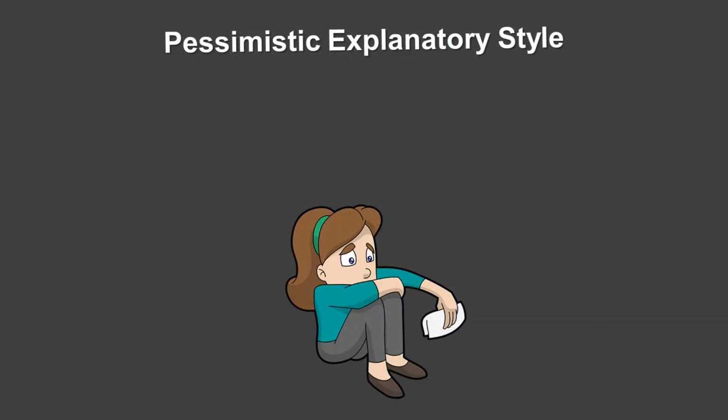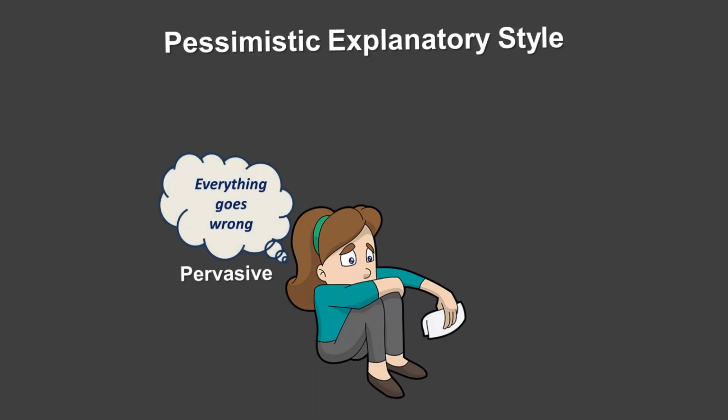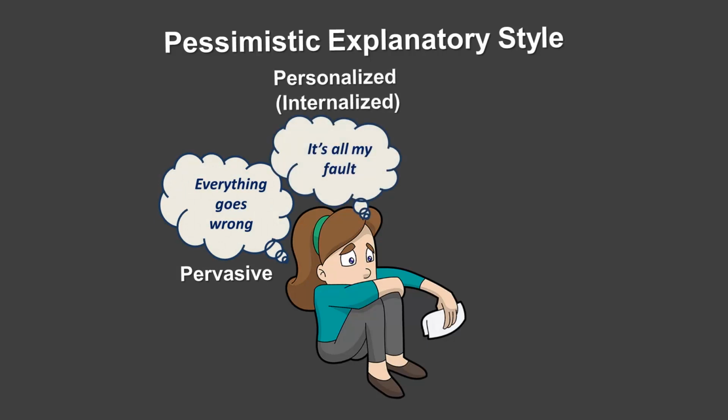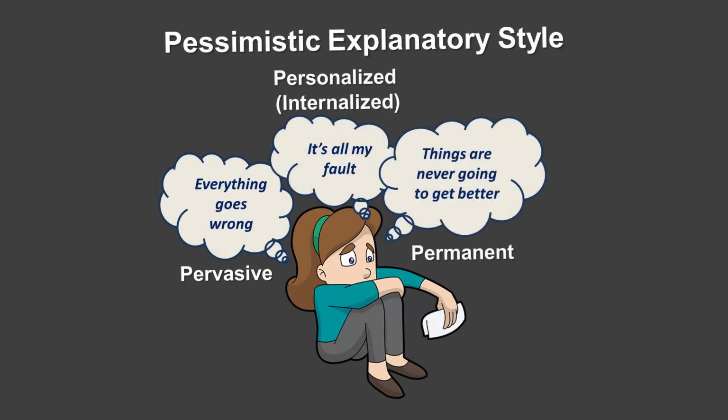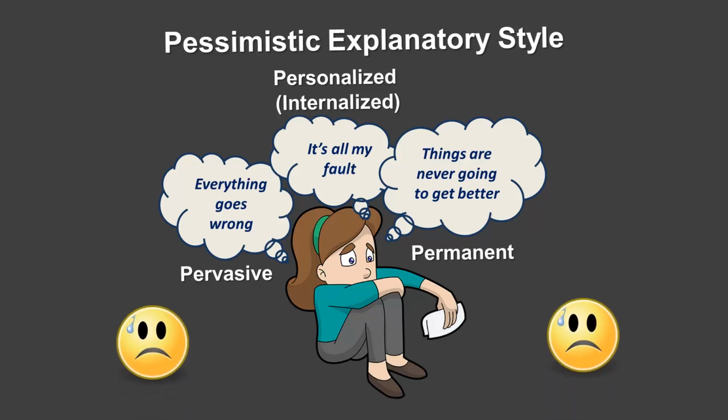So it's easy to see how a pessimistic explanatory style resembles depression. If we think everything goes wrong in my life, and it's all my fault, and things are never going to get any better, then that's a pessimistic explanatory style across all 3 Ps. And it's also how we often think when we're depressed.